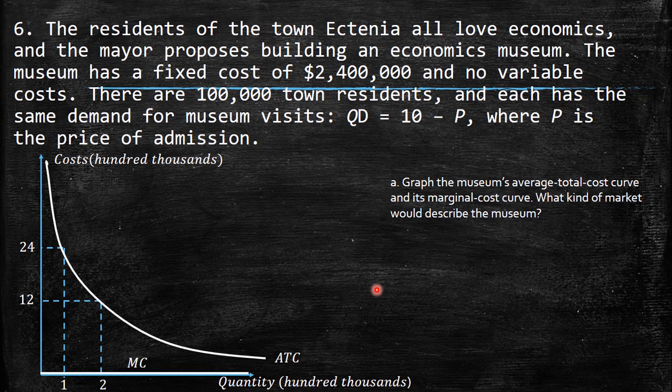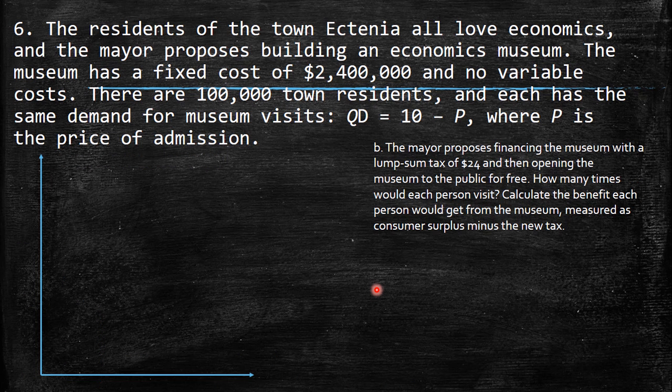Then here we can go to the other point. Then B. The mayor proposes financing the museum with a lump sum tax of 24. It means that it doesn't matter if you go once or if you go twice, you need to pay 24. This is the value that you need to pay, and then opening the museum for the public for free. So it means you can go all days.